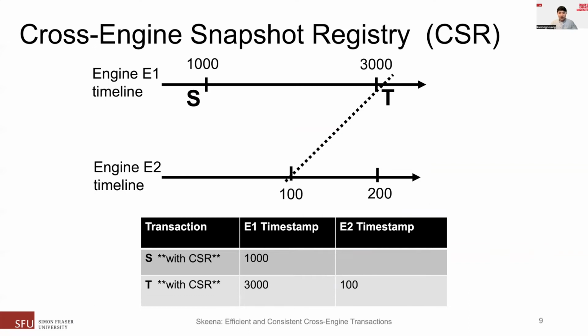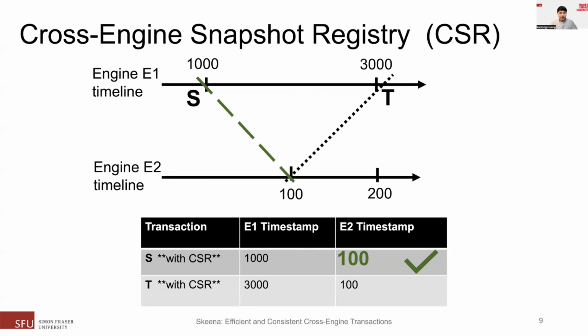This time, when transaction S wants to access engine 2, it will first check the CSR table and know that there is some transaction T that starts later than itself in engine 1 with the timestamp 100 in engine 2 already. To keep the global ordering consistent, transaction S gets a snapshot that's no fresher than T in either engine. Therefore, it will select the snapshot at 100 in engine 2.